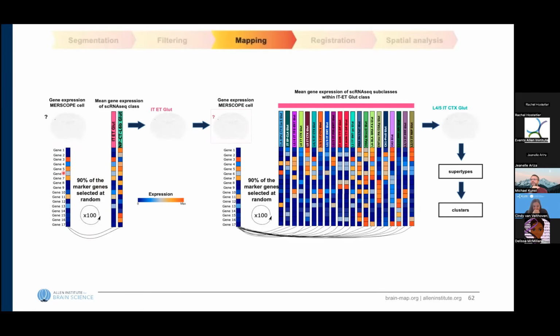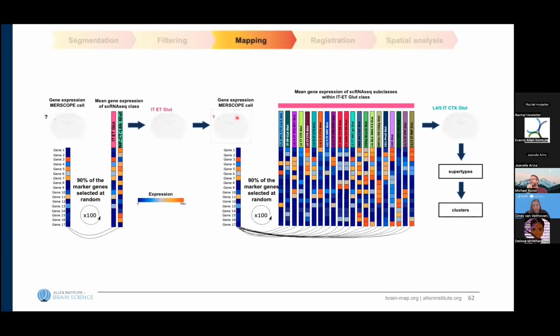You can either do this in the flat way, where you take each cell and compare it to each cluster, or you can do it at a hierarchical level. As I mentioned, there are multiple levels of hierarchy. So you start with the first one, the class. In this case, you don't take the median by cluster, but by the broad class. You also don't take all the genes that are in common between the MERSCOPE panel and the RNA-seq panel, but only markers that are defined as markers between the individual members of the class. So in this case, you would assign this cell to the IT-Glut class.